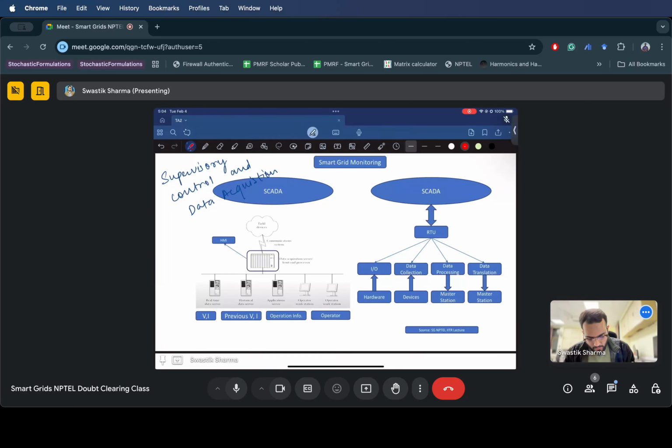SCADA consists of servers. These servers are real-time servers, historical data servers, and application servers. These servers store data. A real-time server, as the name suggests, stores the real-time values of V and I at the particular location you are interested in. In the next minutes, bear with me, and I'll show you a SCADA diagram, where you'll see why acquiring this data is necessary, and why storing historical data is also necessary.